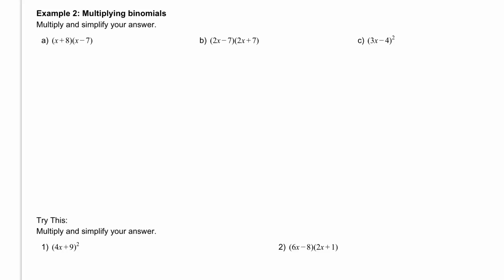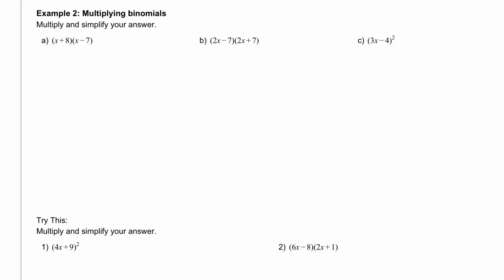In example 2, we're going to multiply two binomials together. It's going to be very similar to what we did in example 1, but slightly different. So instead of having one thing that we're multiplying through the parentheses, we have two things that we're going to multiply through. So what's going to happen is we're going to take everything from this first set of parentheses and multiply by everything in the second set of parentheses. And it'll look like this.